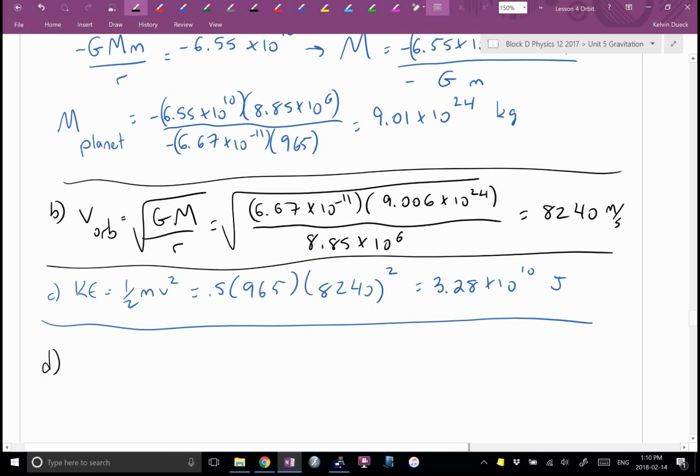What's part D want me to find? Well, total is not a change in. Total just means add up what's there. And I guess up there we have potential and kinetic. What was the potential? I've scrolled down. Negative, what was it? 6.55 times 10. And the kinetic I happen to have right here, 3.275 times 10 to the 10th. What do you get?